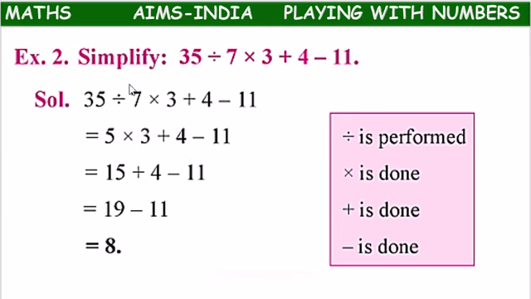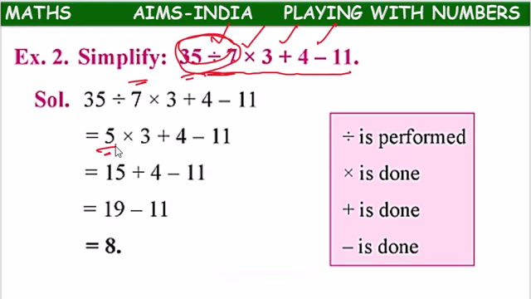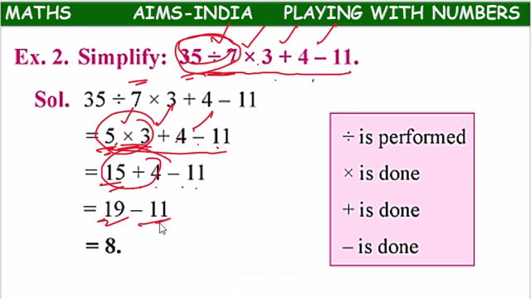Next. Simplify 35 divided by 7 into 3 plus 4 minus 11. So, division, multiplication, addition, subtraction. Division first. 7 fives are 35, so because of division, we are getting 5 here. Next, into 3 plus 4 minus 11 carried as it is. Next, multiplication, addition, subtraction. Multiplication first. 5 threes are 15, plus 4 minus 11. Next, plus and minus, so addition first. 19 minus 11 is 8. First division is performed, next multiplication, next addition, next subtraction.